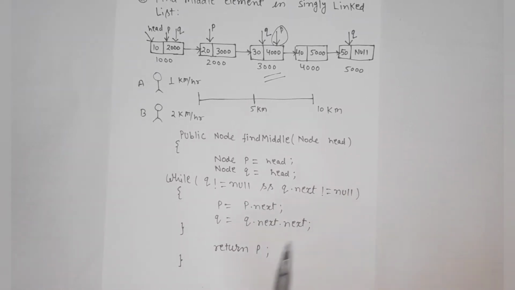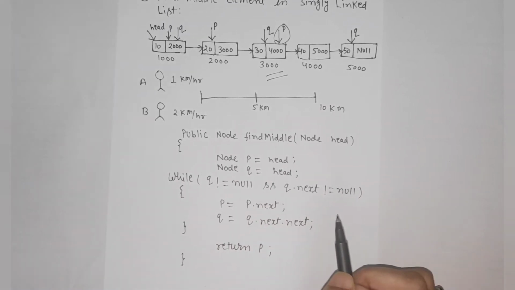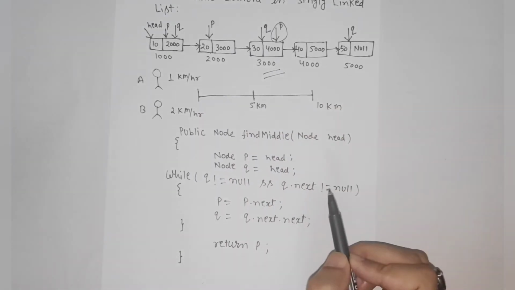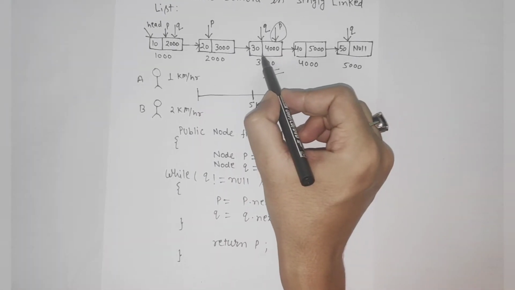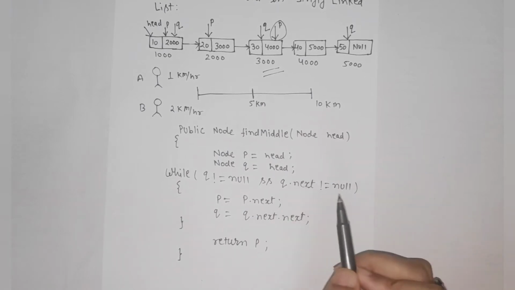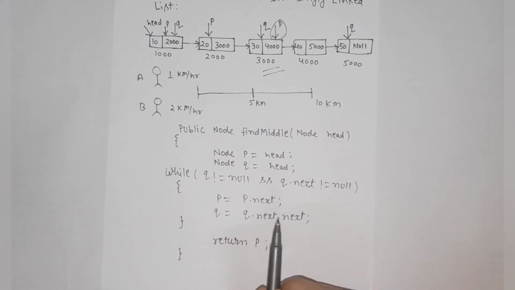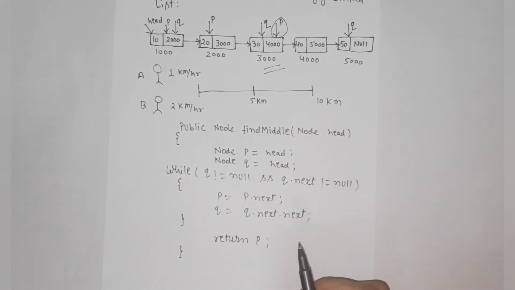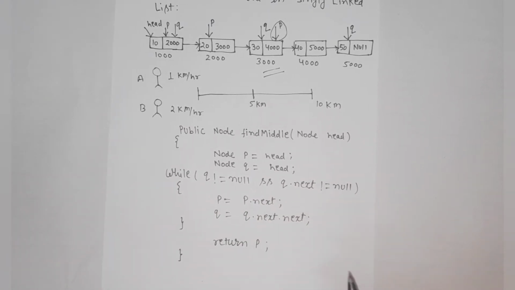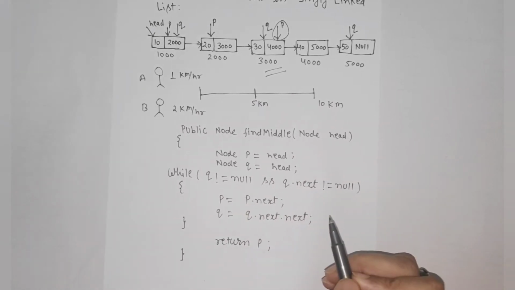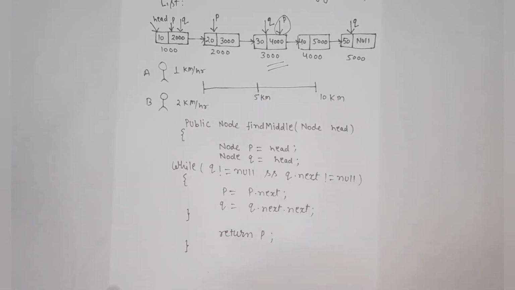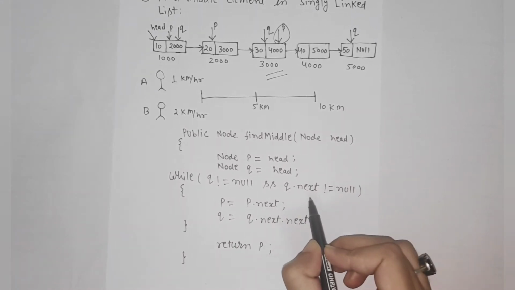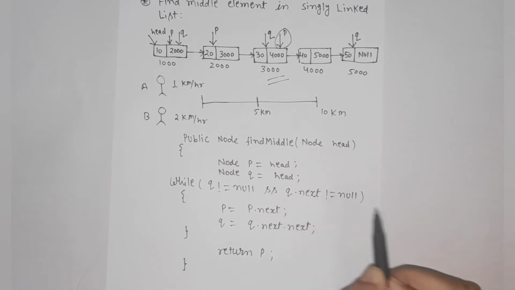Suppose we have an even length linked list. In the previous example we have taken the odd length linked list, so we are getting clearly one mid element. Suppose you have an even length linked list, then there will be 2 mid elements. So this program will return the right hand side mid element. Suppose we want to return the left hand side mid element, then we need to modify this code a little bit. Here we need to add one more end condition with Q dot next dot next not equal to null.